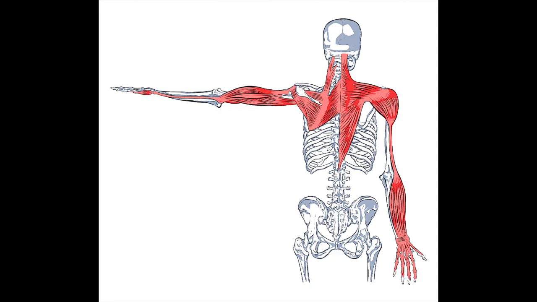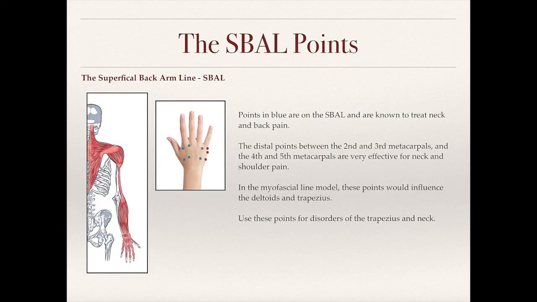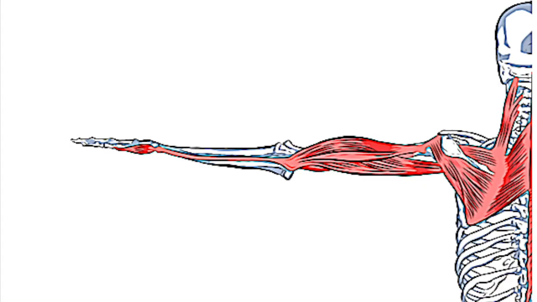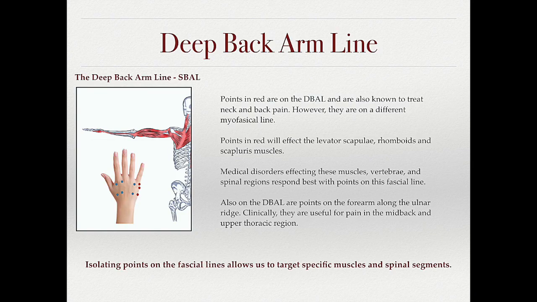Here we see these two fascial lines again. The most distal points that you see in blue are used to treat neck pain and are connected to the trapezius in this fascial line model. So you can use these points for disorders of the trapezius and neck. Here we see the deep back arm line. These points you see in red on the hand are on the deep back arm line and will affect the levator scapulae, the rhomboids, and the scapularis muscles.